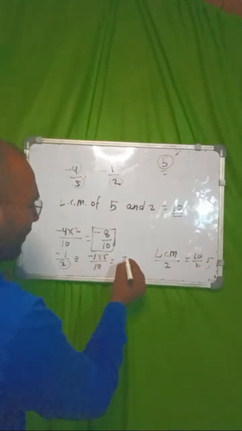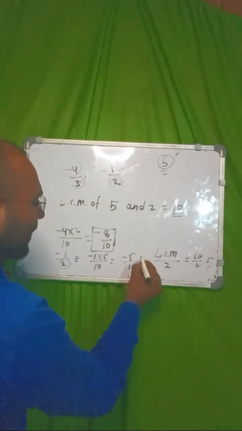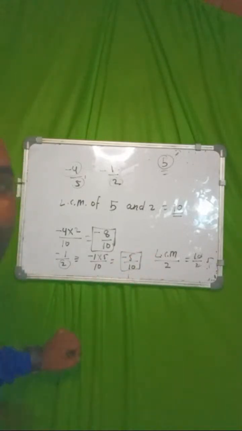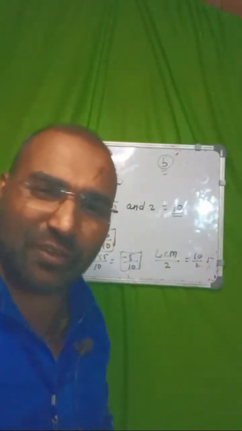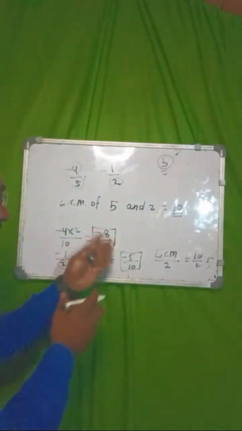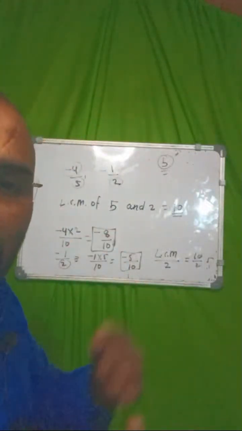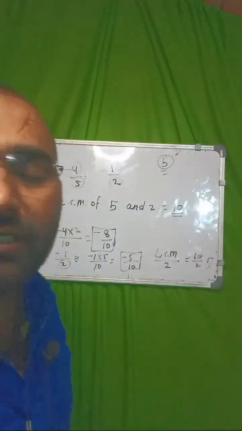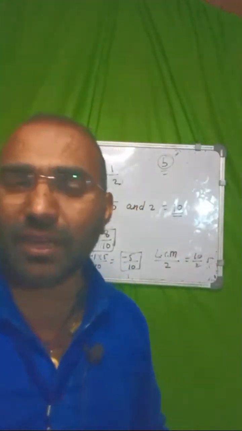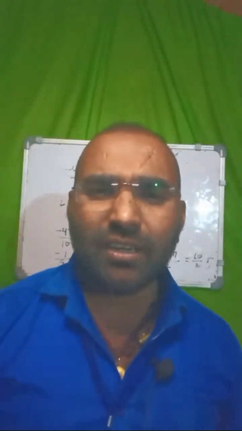So what's the answer? Minus 5 divided by 10. This much is also clear, guys. If this much is clear, then now I'm just going to ask you one little bit logical question, a little bit complicated, maybe a little bit difficult. If these two points are clear, then we will move on to the next step. Is this topic clear? Tell me faster. Yes, sir. It's clear.